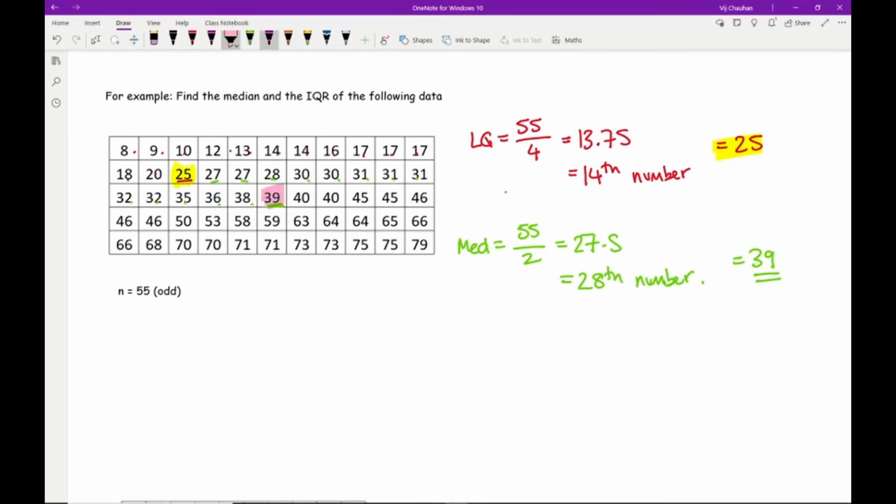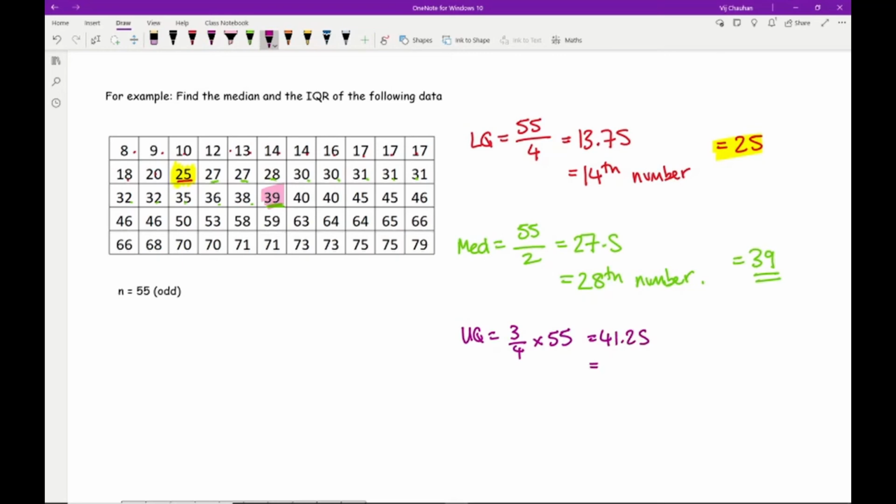And then finally, to find my upper quartile, I'm going to do 3/4 times 55, or 55 times 3 divided by 4, whichever floats your boat, and I get an answer of 41.25.